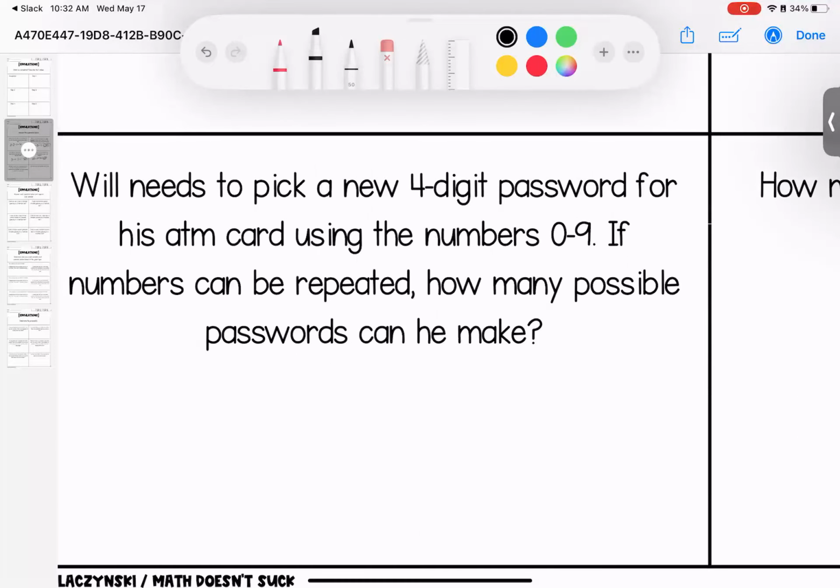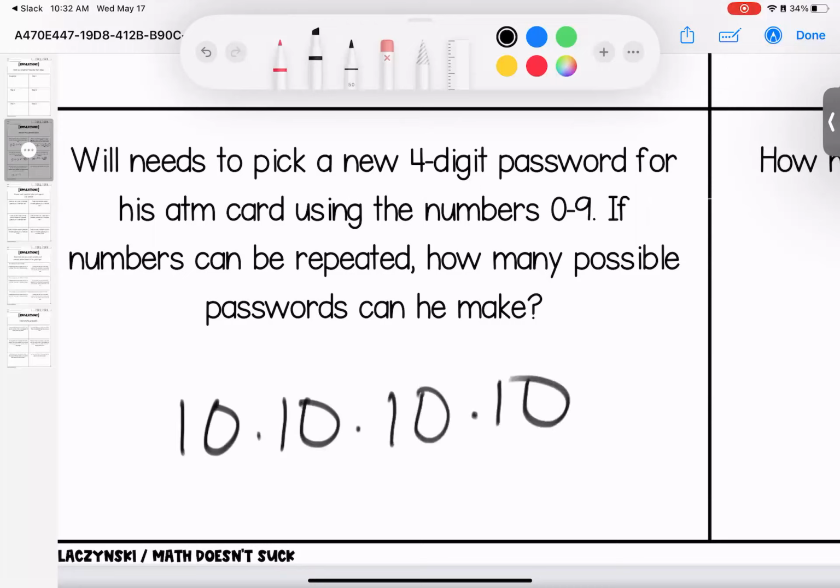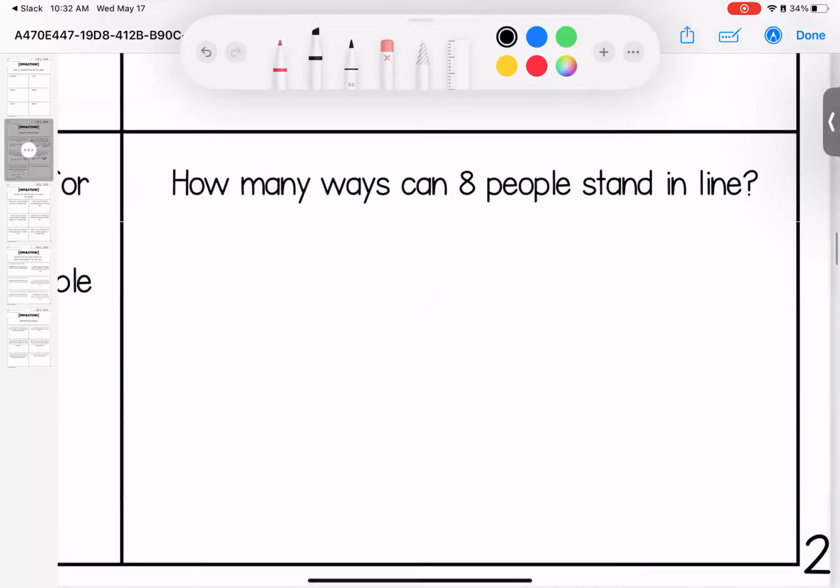All right, Will needs to pick a new 4-digit password for his ATM card using the numbers 0 through 9. If the numbers can be repeated, how many possible passwords can he make? Well, for number 1, he has 9 options. For number 2, he has 9 options. For number 3, he has 9 options. I'm sorry, 10. I'm forgetting to count the 0. He has 10 options for each of the numbers because it said that he could repeat it. So 10 times 10 times 10 times 10 is going to give us 10,000 options.